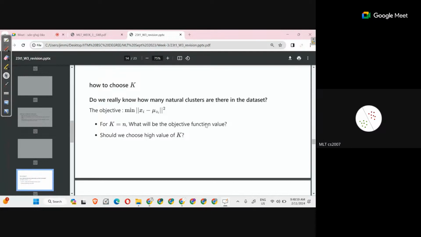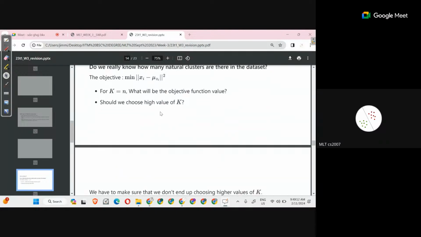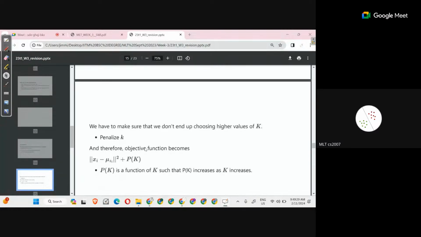Now the next question is how to choose the k value. We saw at the beginning how many k values there should be. Ideally we should take a minimum number of k values, but once we increase k, the objective function will decrease. So we try to make a trade-off between these two things.